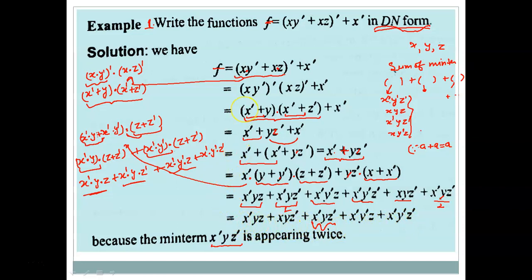Now here you have expressed this Boolean expression as sum of minterms in three variables. This is a minterm in three variables, this is a minterm, this is a minterm, this is a minterm, and this is a minterm. So you have expressed the given Boolean expression of three variables as sum of minterms. So we can say that this Boolean expression is in DN form or disjunctive normal form.